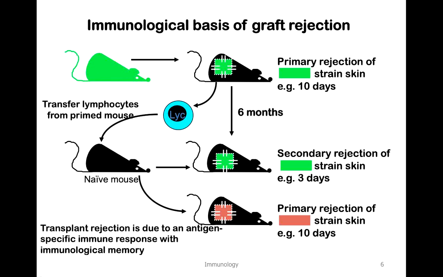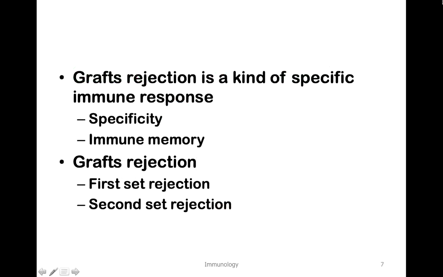Okay. Now, transplant rejection is due to an antigen-specific response with immunologic memory. That is what is the basis of this, and this is what I wanted to tell you. Now, graft rejection, therefore, is a kind of specific immune response. It has specificity and immune memory. So, therefore, graft rejections follow two types of pattern. One is first set of rejection if there is no previous exposure, and then another is second set of rejection if there is a previous exposure to the mice to the particular tissue.